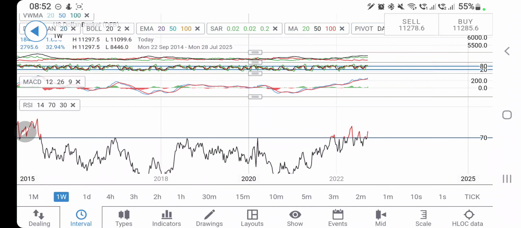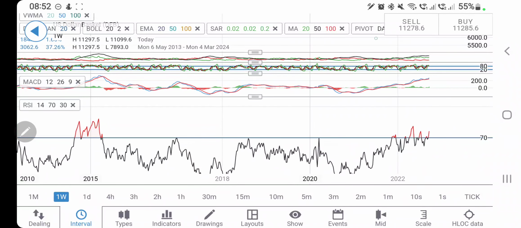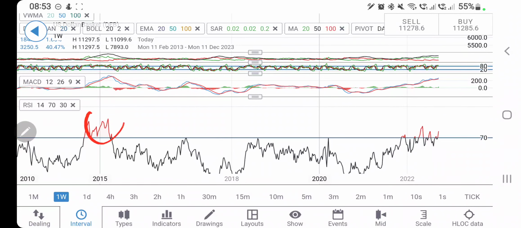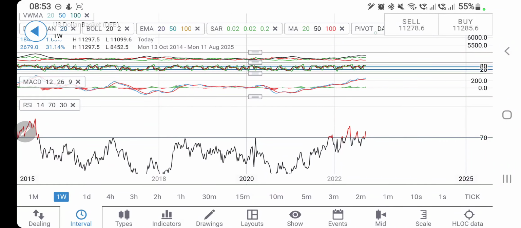Since long it was trading in the comfortable zones. You can see this was the only time, in 2014-15, when it went to extremely overbought levels, and that was the time of the Fed's taper tantrum days, when the Fed indicated it would taper the bond buying, and now again this time it is trying to enter or trade into this overbought zone.